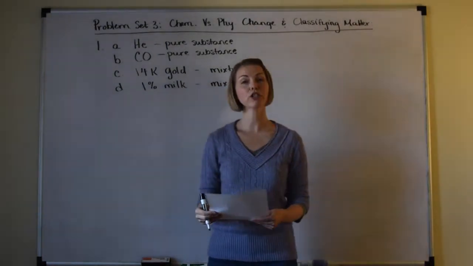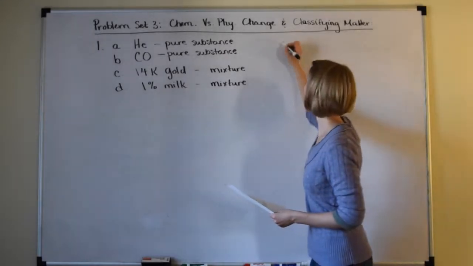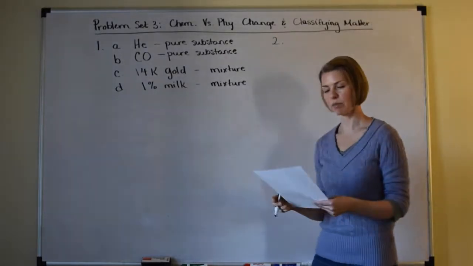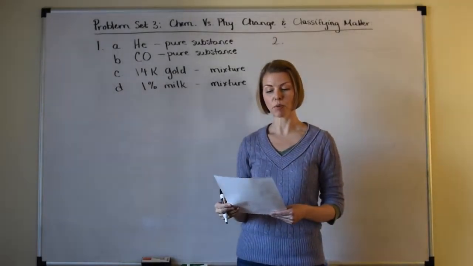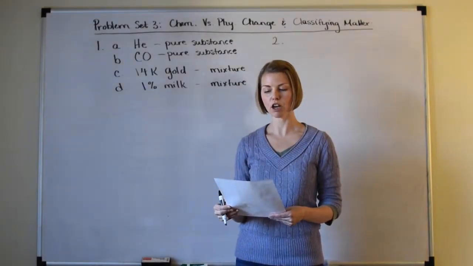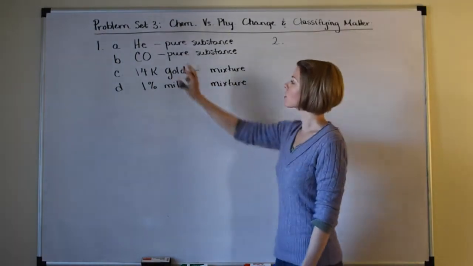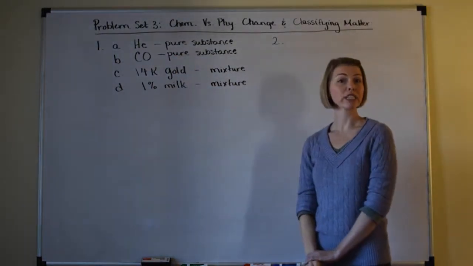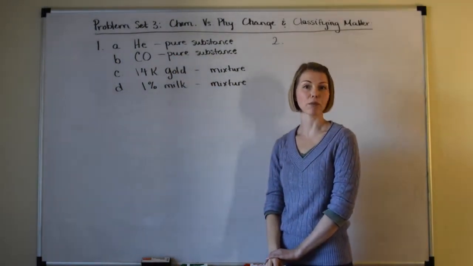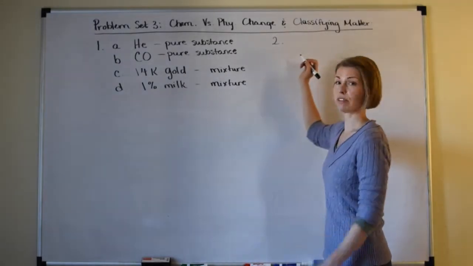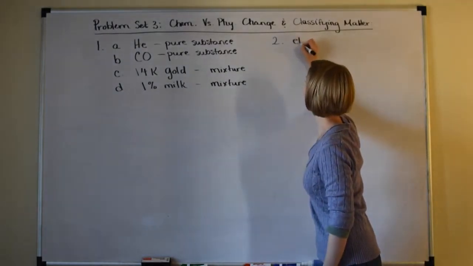Number 2 refers us back to problem number 1. So I'm going to write that just over to the side here. For each problem in number 1, classify it further as an element, compound, homogeneous, or heterogeneous mixture. So A, helium, we already said that that's listed in the periodic table. That is one of the 115 known elements.